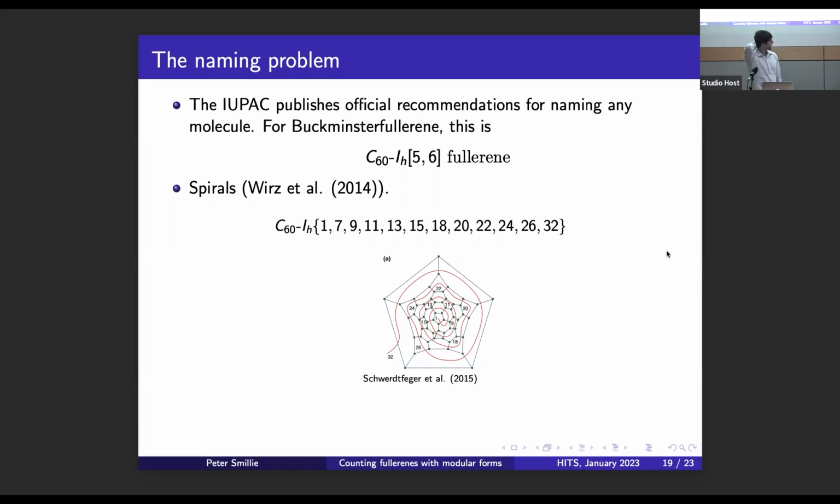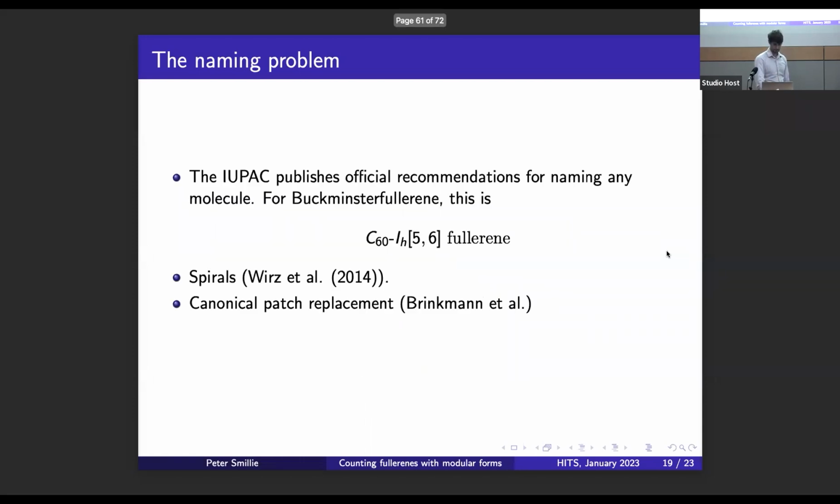Okay, so the one attempt at coming up with a canonical naming system is to use phase spirals. So you write down this list of 12 numbers, which is the order that you see the pentagons in. And I guess in 2014, they maybe ironed out some of the issues with phase spirals and wrote down a canonical name for each fullerene based on this. And similarly, the patch replacement algorithm should also give a canonical naming system. I don't think anyone's worked out exactly how that works yet, or they've made tables, so maybe it's the same thing, but that should work.